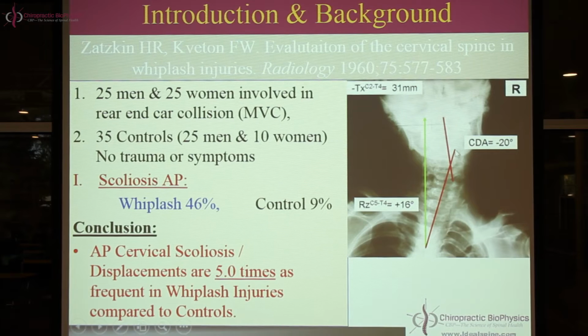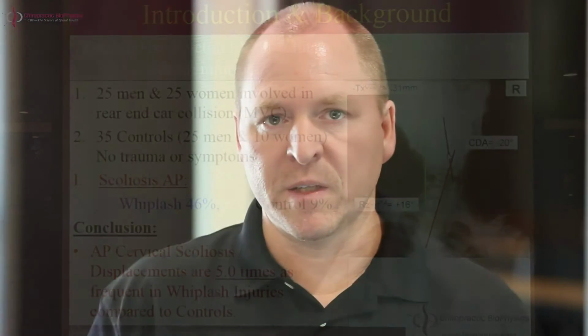This one's quite large. This one was not necessarily in their project. This is my X-ray, so we don't know how large of displacements they were reporting. They just reported it as non-neutral or scoliotic displacements. Of interest in the rear-end collision group, the car crash group, they had 5 times the frequency of occurrence of these non-neutral scoliotic frontal view alignments.